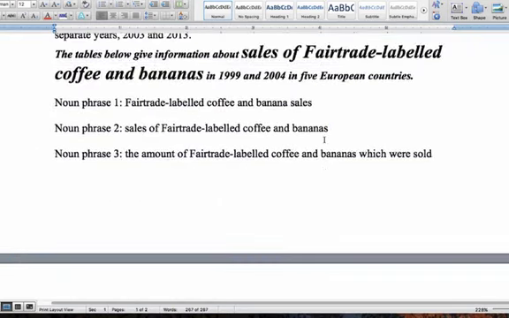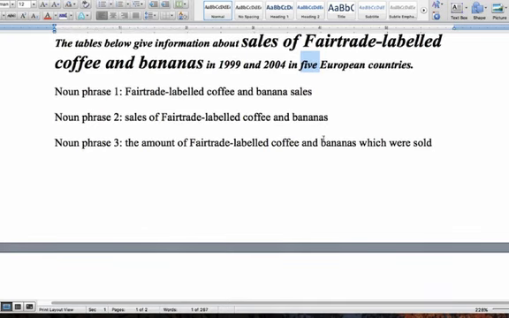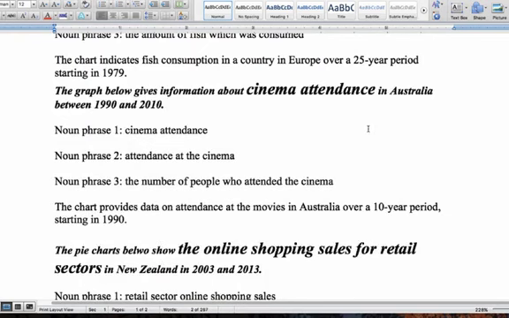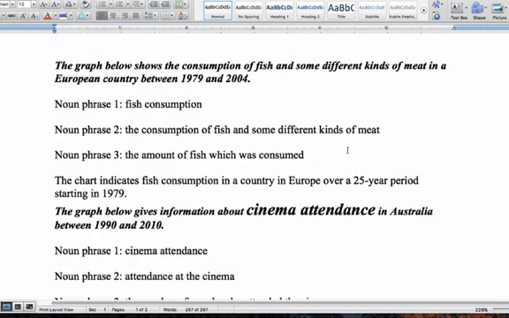If there are 2 or 3 countries and you can see their names, so it's France and Germany and Italy, for example, that's okay, write them. But if there are 5, it's too many to write, so don't write them all. Alright, and that is pretty much all you need to know about paraphrase.